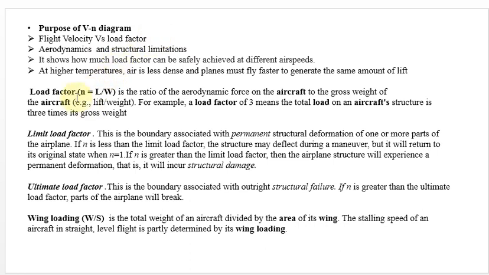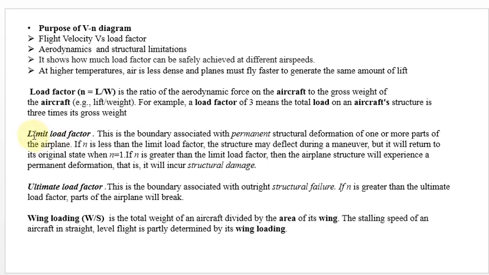Now you come to the next term, the load factor. The load factor is nothing but the ratio between lift and weight of an airplane, that is L divided by W. The symbol for load factor is n. So it is the ratio of the aerodynamic force of the aircraft to the gross weight of the aircraft, that is lift divided by weight. For example, a load factor of 3 means the total load on the aircraft structure is 3 times the gross weight. That is the meaning of load factor. Each aircraft has a different load factor depending upon its purpose: a fighter aircraft may have a different load factor from a passenger aircraft. So depending upon the application, the load factor value will vary.